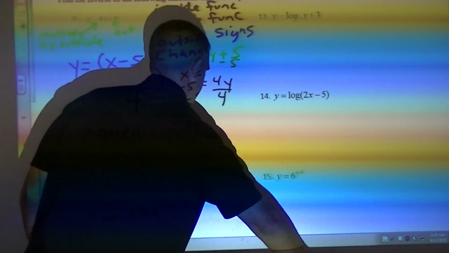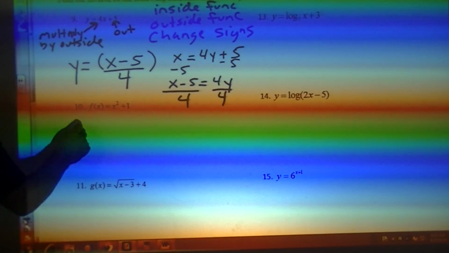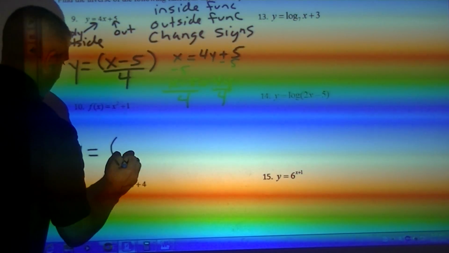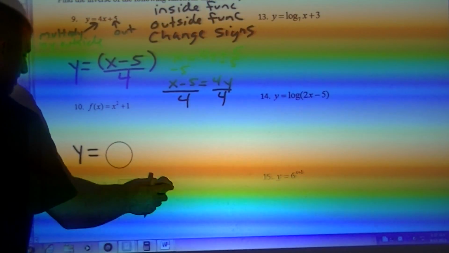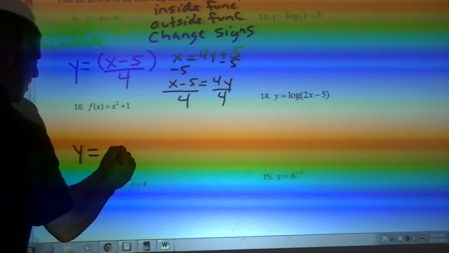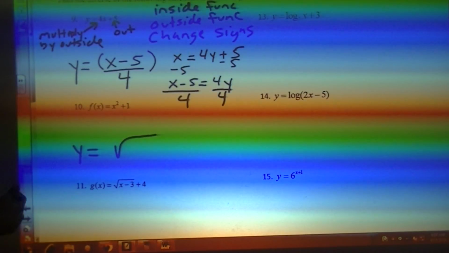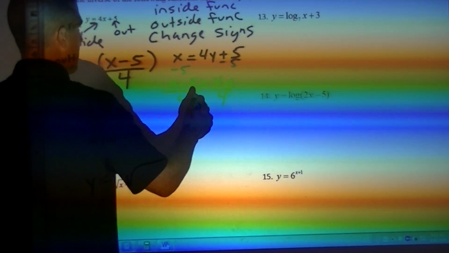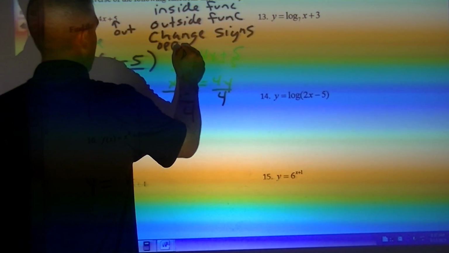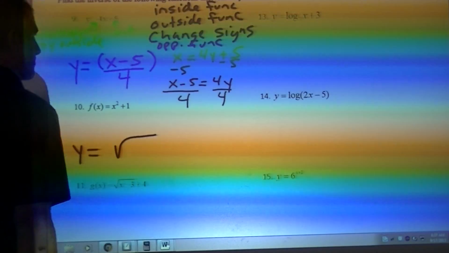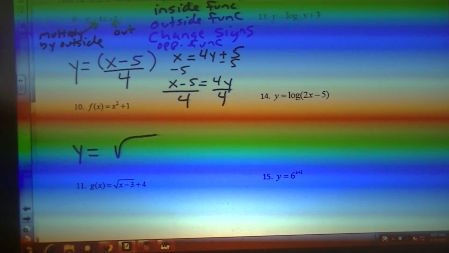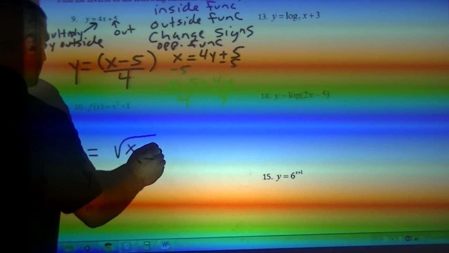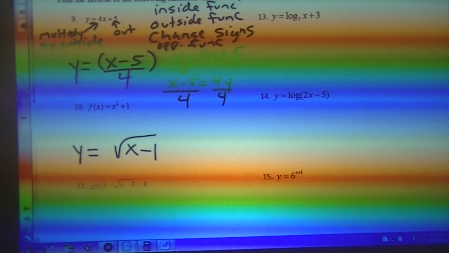Let's go to 10. That's going to be y equals. Instead of 1 being on the outside, well, first of all, if this is squared, I'm now going to change it to square root. So we want to do opposite functions as well. I don't know if you can see that. We want to do opposite functions. So instead of squared, I'm going square root. 1's not going to be outside, it's going to be inside, and it's going to change sign. And that's all you have to do for that.